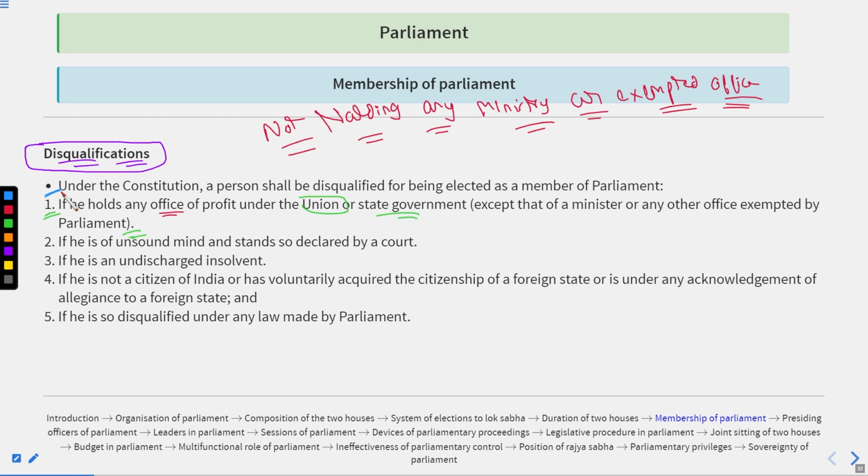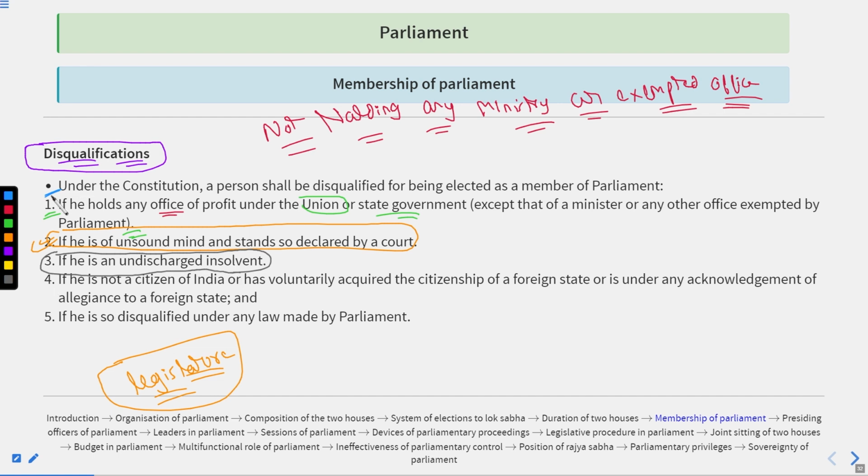Okay. Thereafter, another condition is if he is of unsound mind and so declared by a court. If the person is not in his or her senses, then he cannot be eligible to be part of the legislature which runs this country. All right. And if this is declared by a court, then the person will be disqualified. Thereafter, if he is an undischarged insolvent, then the person will be declared disqualified from the membership of parliament.